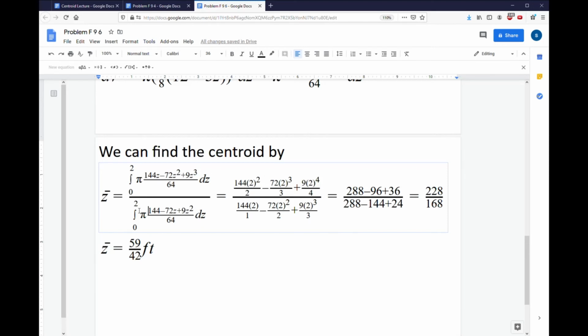Plugging in the bounds from 0 to 2, you get this formula right here. Simplifying each of these terms individually gives us this, which when we add them together becomes 228 over 168, which simplifies into 59 over 42 feet.